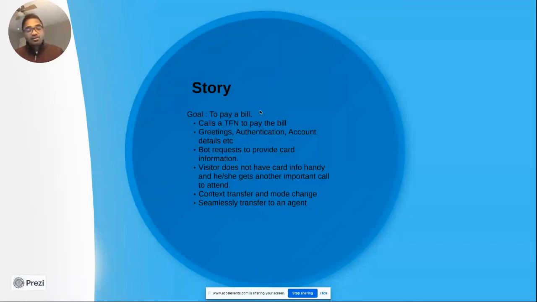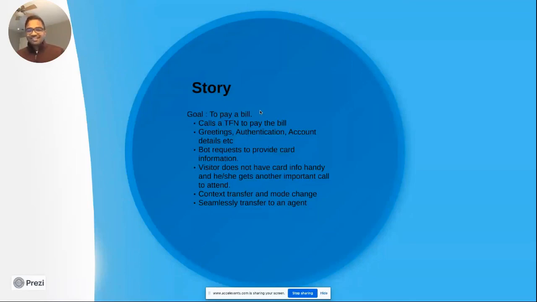Then the bot also pulls in information from a database through an API. And then the bot finds that perhaps the card information has expired, which is why you were unable to pay the bill, or there is no autopay set up. So the bot asks the visitor to provide the card information, depending on what the account details show. And then the visitor does not have the card info. Now this is where it gets a little bit complicated. The visitor does not have the card info handy. We all know that's a common thing which happens.